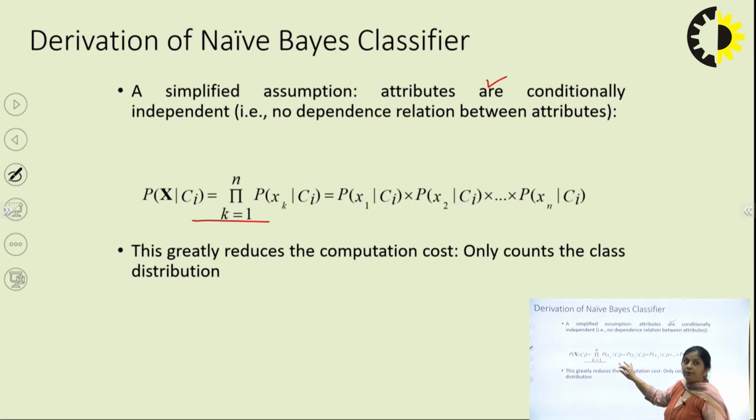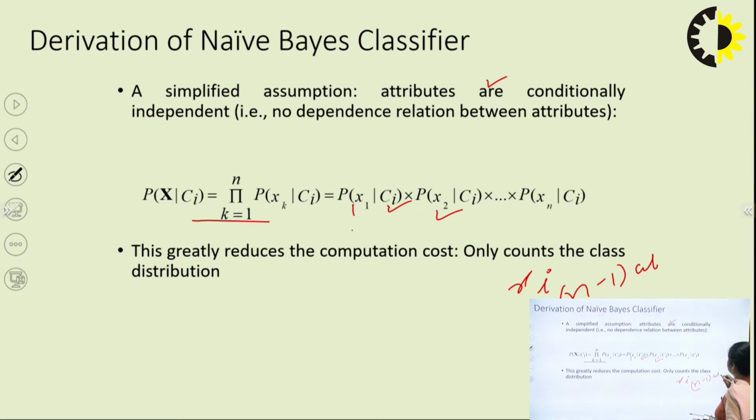Now what have we said? That all are conditionally independent. It means the probability of x1 when the class is Ci is independent of x2, and when we are calculating the probability of x2, we find that it is independent of x1, x3 and so on. So what we are assuming is that the ith attribute is independent of all other n minus 1 attributes. So it reduces the calculation. The Naïve Bayes classifier is very popular and it has shown very good performance.